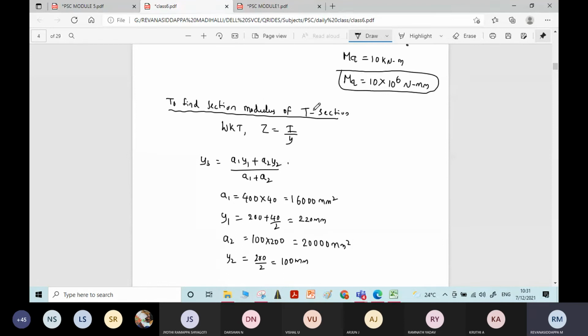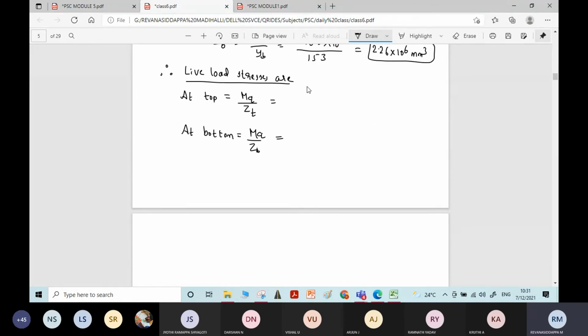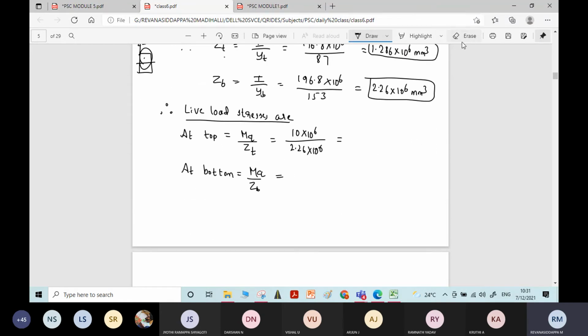MQ we have already determined, 10 into 10 power 6, whole divided by ZT, 1.286, 10 into 10 power 6 divided by 2.26 into 10 power 6. That gives 4.42 Newton per mm square.